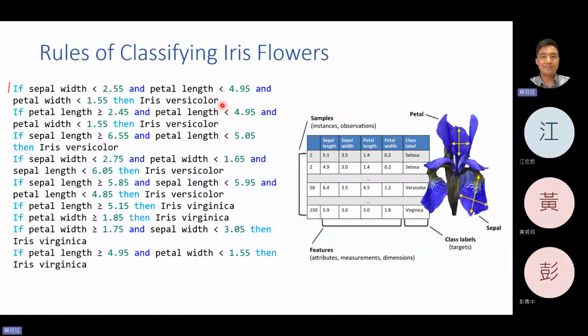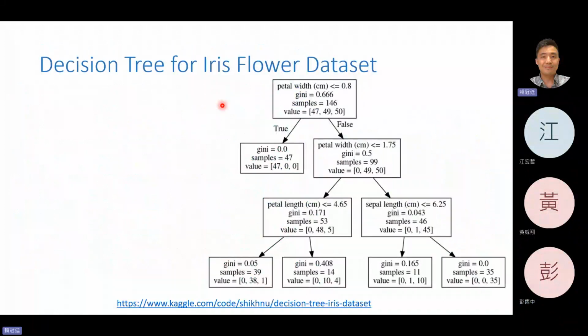So it tends to learn many rules, and as you can guess, it tends to overfit the data set. That's why many algorithms have been developed for decision trees to avoid overfitting. So here's another example. There are two kinds of rule sets.